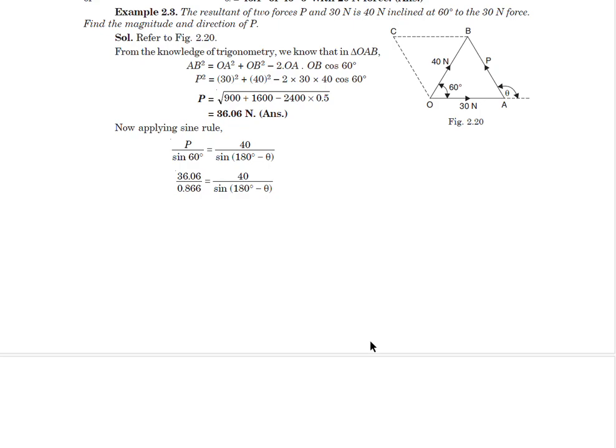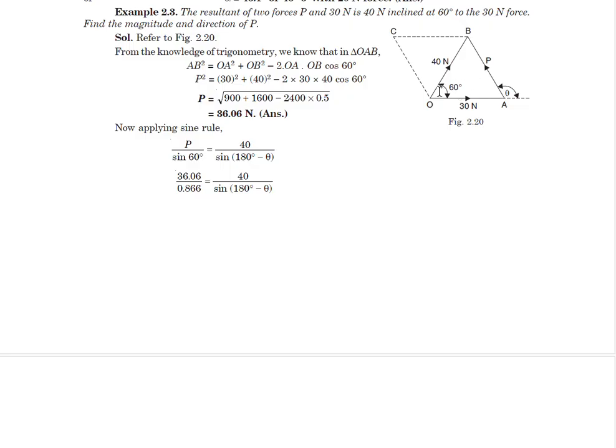Now let us discuss a few other problems. This example 2.3: the resultant of two forces P, which is given along AB in this direction, and 30 Newton, which is given along OA in the figure, is 40 Newton, which is given along this OB, inclined at an angle of 60 degree to the 30 Newton force. So this angle is given to be 60 degree. Find the magnitude and direction of P.